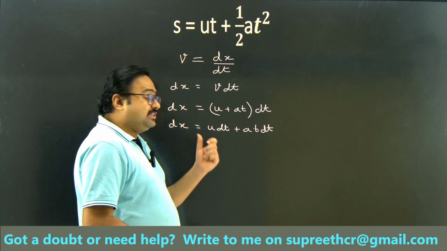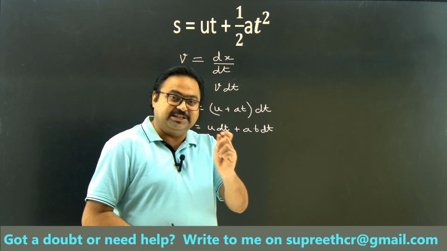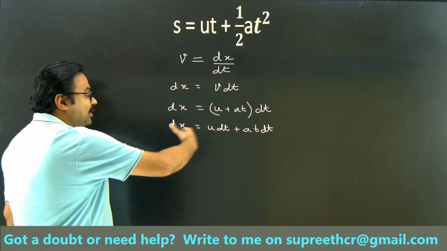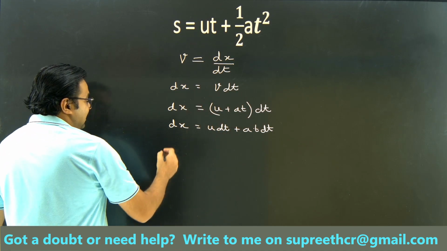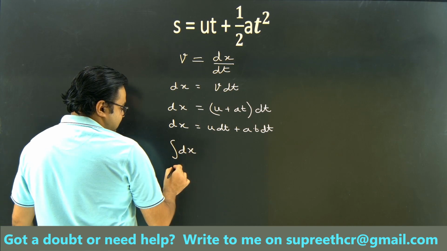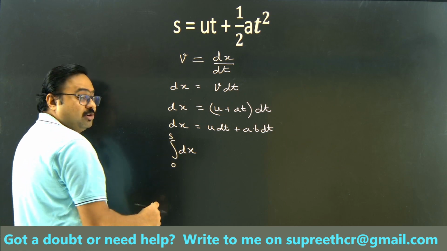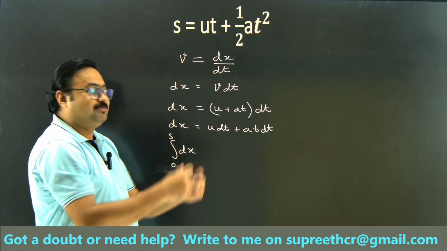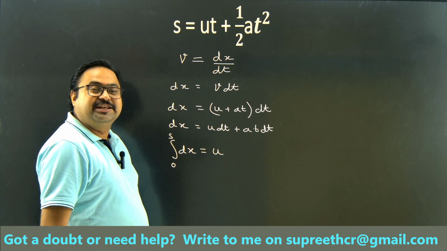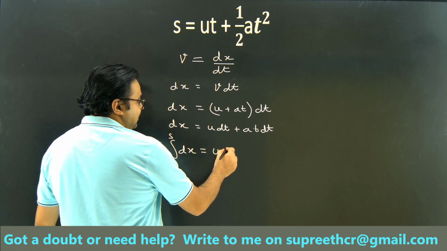Now, this is the infinitesimal displacement that occurs in time dt. If you want to calculate the total displacement, you will have to integrate this equation. Let's go and integrate this equation. We have integral of dx from 0 to s, because initial displacement is 0, final displacement becomes s, equal to u, which is a constant, it's the initial velocity, so it remains outside the integral.